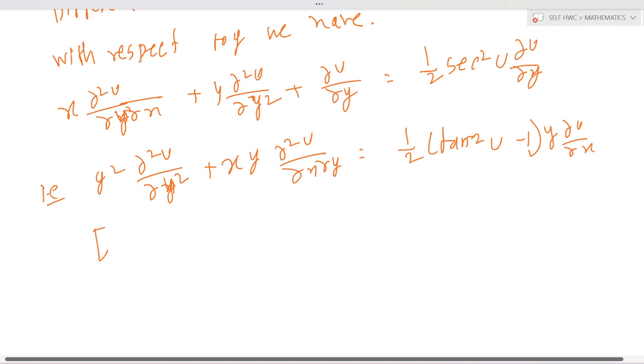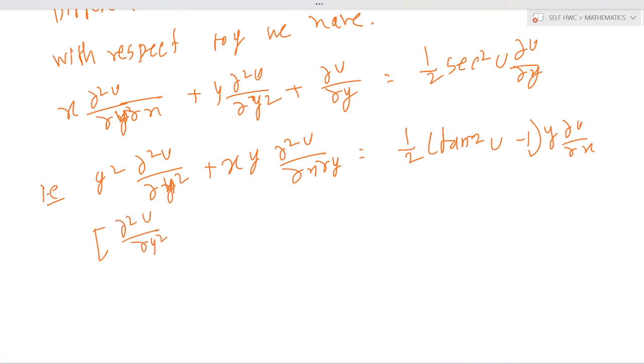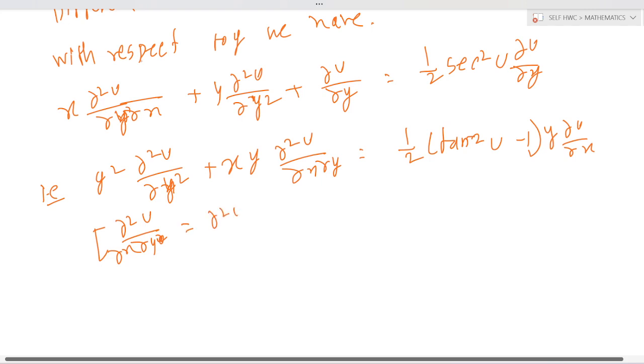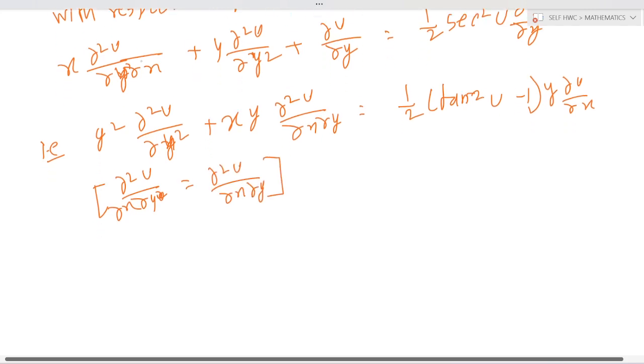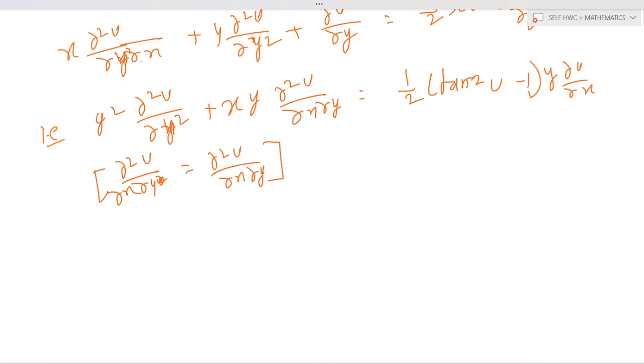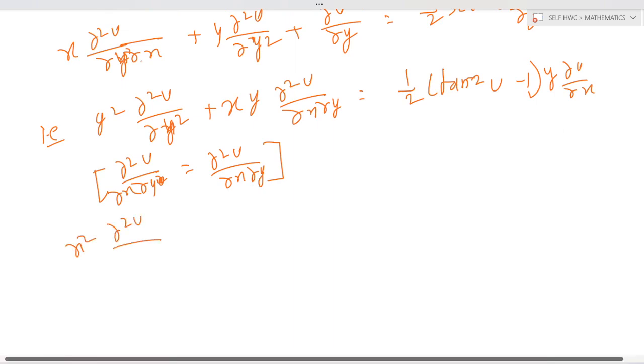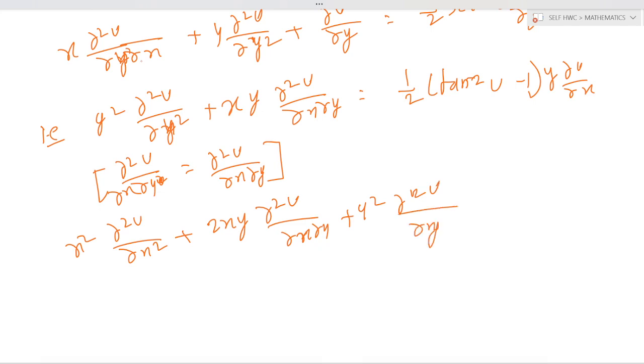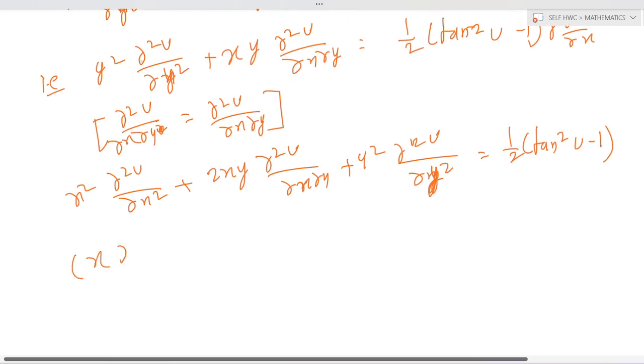And since d2u by dy dx is equal to d2u by dx dy, adding these two equations, it is x square d2u by dx square plus 2xy d2u by dx dy plus y square d2u by dy square is equal to half of tan square u minus 1 into x du by dx plus y du by dy.